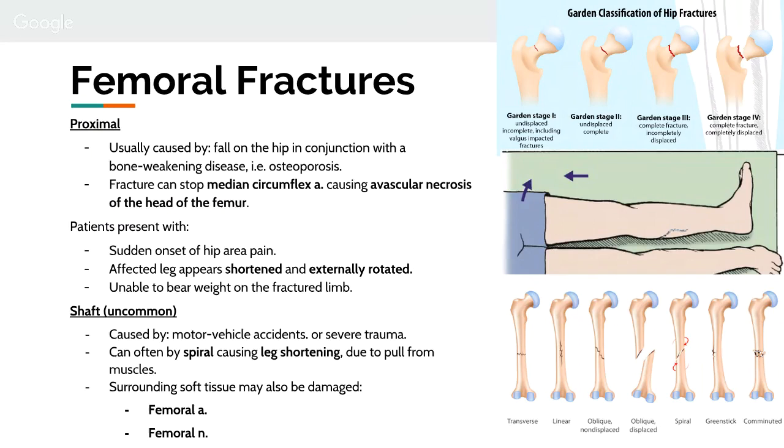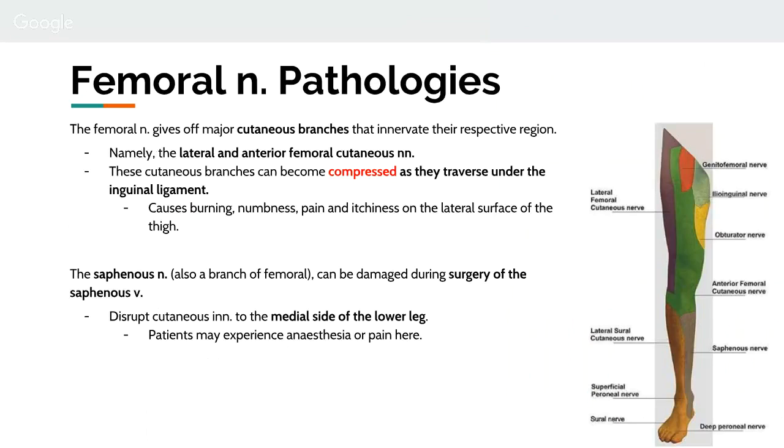proximally, your medial circumflex artery can be damaged. And moving on, you've got your femoral nerve. You guys have heard of your saphenous nerve as well? Yep. So know what parts can be compressed or affected.